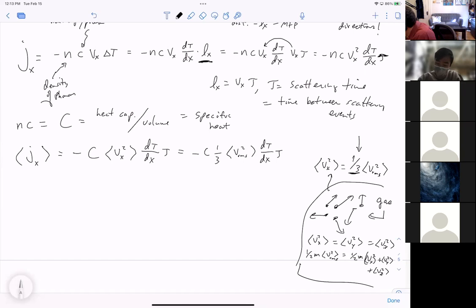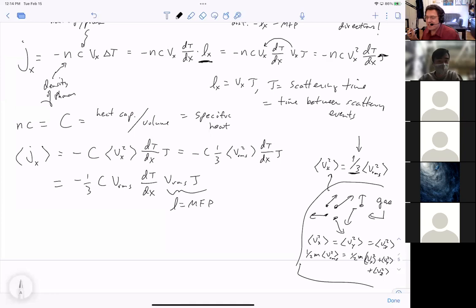And now I can take away that average sign. So I can say minus 1/3 heat capacity times the RMS velocity times dT dx times V RMS tau. And this I'll just call L, the mean free path. And so that was actually a lot of gobbledygook to get this simple result: minus 1/3 C V RMS times L times dT dx.